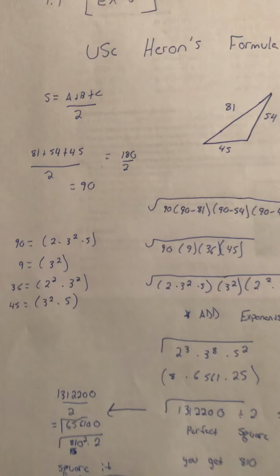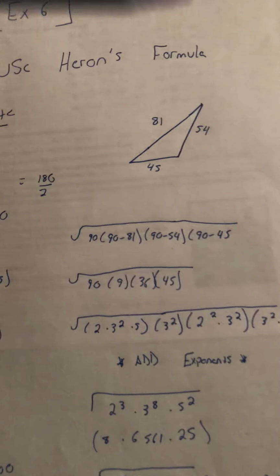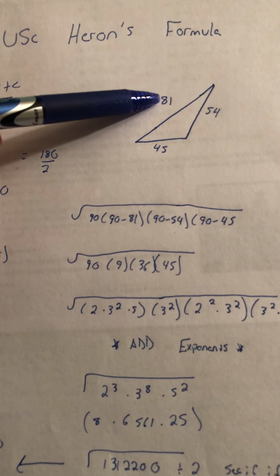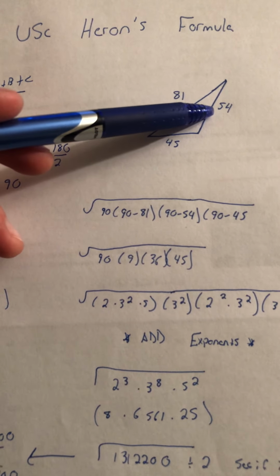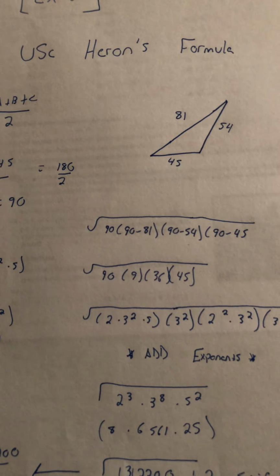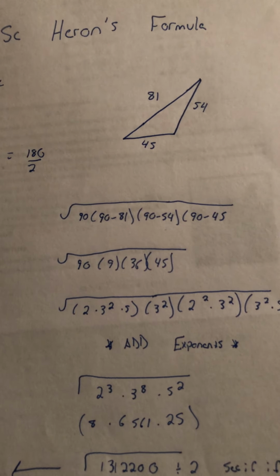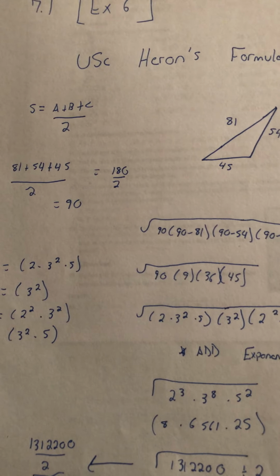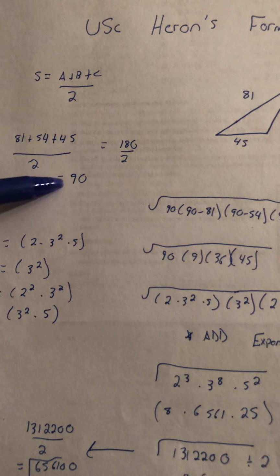Now, Heron's formula says that we're starting with a plus b plus c divided by 2. So I drew my triangle right here. It gave me the sides: 81, 45, and 54. Those are our lengths, so that's side A plus B plus C, if you will. Our formula says that you take A plus B plus C, divide by 2. I did so, and I got 90, if you can see right here.